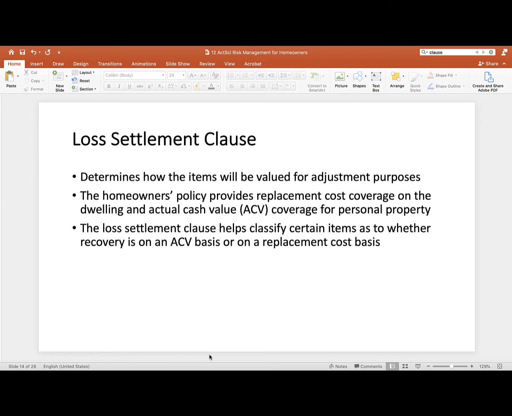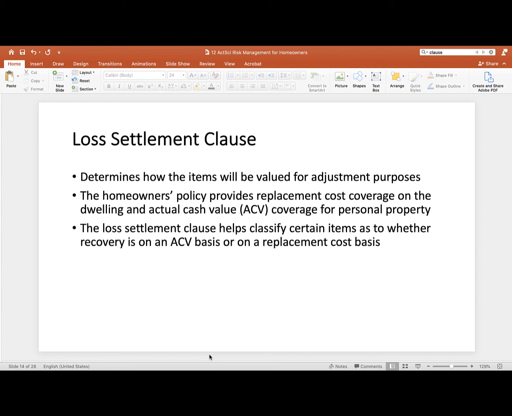The homeowners policy provides replacement cost coverage on the dwelling, so the building, and actual cash value coverage for personal property. Actual cash value is the replacement cost minus the depreciation. So it's basically the value I'd get in cash if I was to sell it as a used item. The loss settlement clause helps classify certain items as to whether recovery is on an actual cash basis or on a replacement cost basis. That should be written in there.